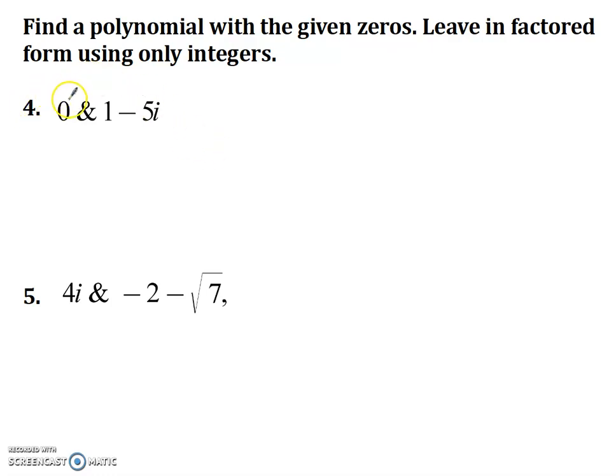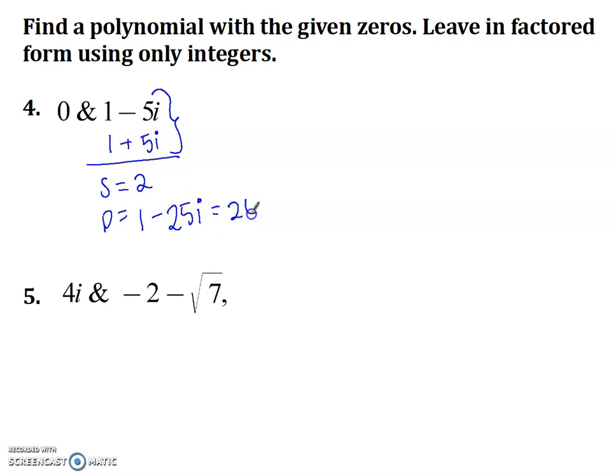For number 4, I have 0 and 1 minus 5i. So that means 1 plus 5i is also a 0. Anytime you have a square root or an imaginary one, it'll always be in conjugate pairs. So for the sum, I'm going to add these together. That'll be 2. Those are always going to cancel. So the sum is always just going to be adding those rational numbers. For the product, you're going to multiply the rational numbers and multiply the imaginary ones. That's going to be -1, so that's going to switch to 1 plus 25. It's going to make my product 26.